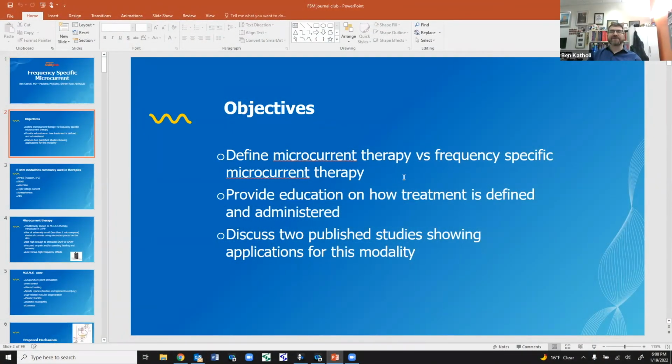And I want to make this pretty casual, so feel free to interrupt me if you have questions. So there's traditional microcurrent and then there's frequency specific microcurrent. So we'll talk a little bit about both of those. And just as a disclaimer, this is like a 4 or 5 day course, and so we're going to shrink it down to like 15 minutes. So I apologize. But a little bit about how it's administered, and then we'll go over 2 studies. And then we've done a lot of case reports at national conferences with this, and so it's being used in a lot of different ways.